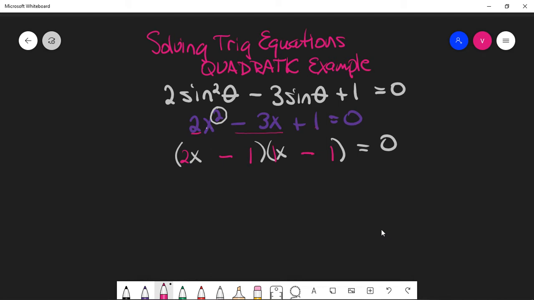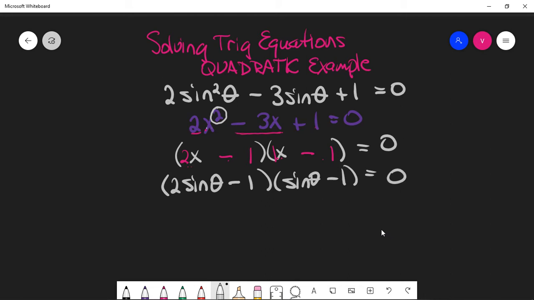Okay, so first times first, 2x times x equals 2x squared. The outer, negative 2x, plus the inner, minus another x, equals this middle term. And the last ones, negative 1 times negative 1, equals positive 1. All right, so I'm going to rewrite that in terms of sine instead of x's, because that's really what it is. So what you have here is 2 sine theta minus 1 times sine theta minus 1 equals 0. Well, what would you do with a quadratic? You would set each of these equal to 0 and solve. So that's what we're going to do.